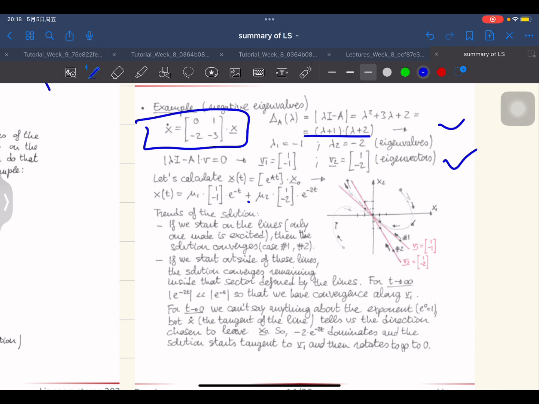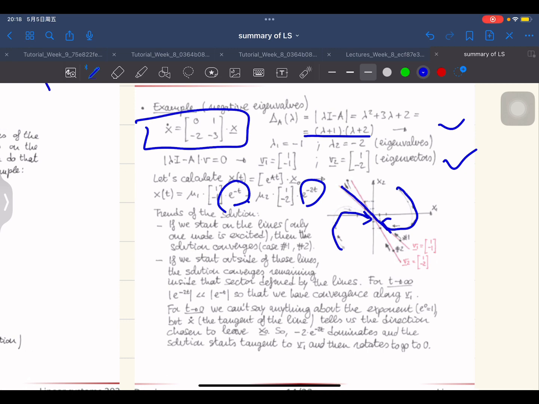Now the behavior of the solution. If we start on these lines, only one mode is excited, then the solution converges. What does that mean? Because e to the power of minus 1 will converge, and e to the power of minus 2 will also converge. So we converge to 0. It's this way. Okay, like line 1 and line 2.